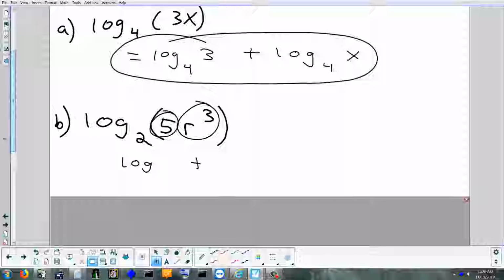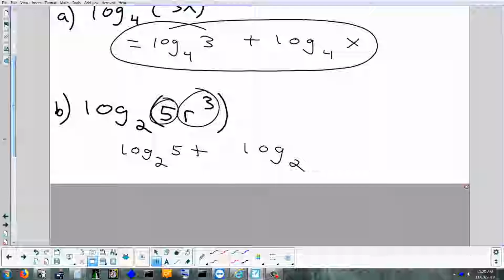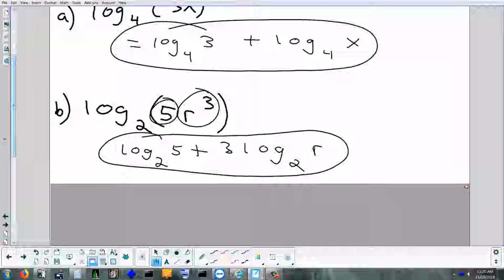So we're going to have log. Connor, my base on each log? 2. Rebecca, my first argument? 5. And Kylie, my second argument? R. It would be r cubed. But now the directions said to write powers as factors. So what are we going to do with the 3? Emily? We're going to put it in front. So it would have been r cubed. Then you're going to put the 3 in front. And you're done. Okay. Any questions on that one?